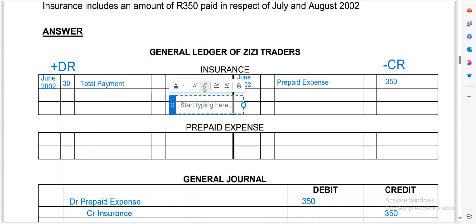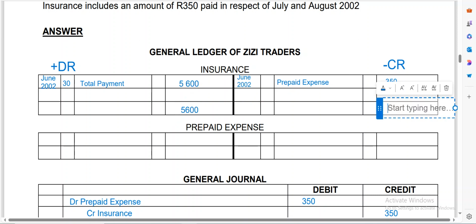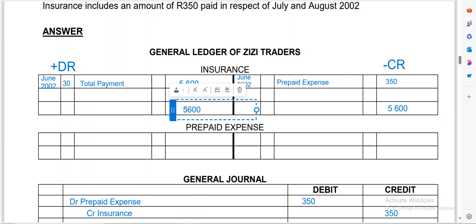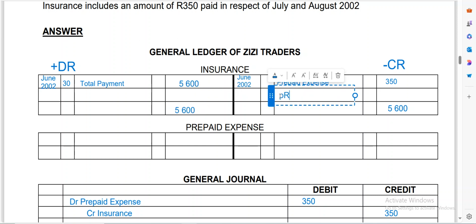We'll just write the total here, 5,600 for that total here, and also 5,600 for that total here. But we know that our expense has been overpaid, so we must reduce it. So in other words, what is the amount that will appear in our income statement? In our income statement, which will be represented by profit and loss here.